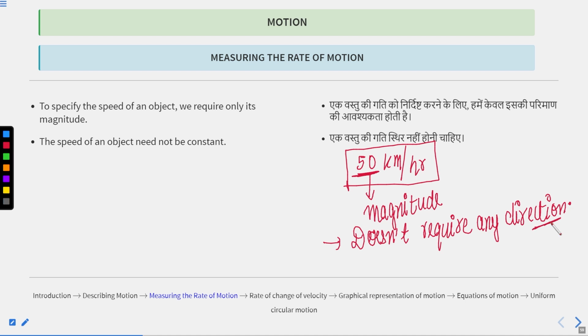Clear, class? So speed only requires magnitude. It does not require in which direction the truck is going. It only requires the magnitude. Speed of an object does not need to be constant. Speed is not required to be constant. Speed can change continuously with respect to time.